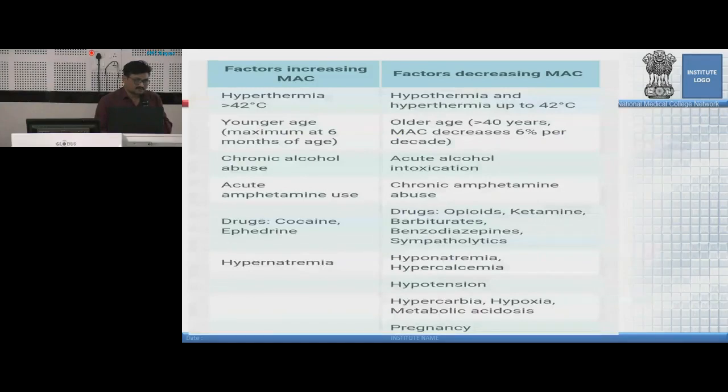Factors increasing MAC are like hyperthermia, young age, chronic alcohol abuse, acute amphetamine use, drugs like cocaine, ephedrine. Factors decreasing MAC are like hypothermia, acute alcohol intoxication, chronic amphetamine use, drugs like opioid, ketamine, hyponatremia, etc.